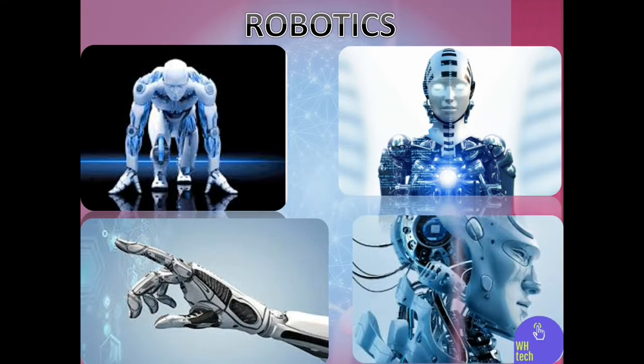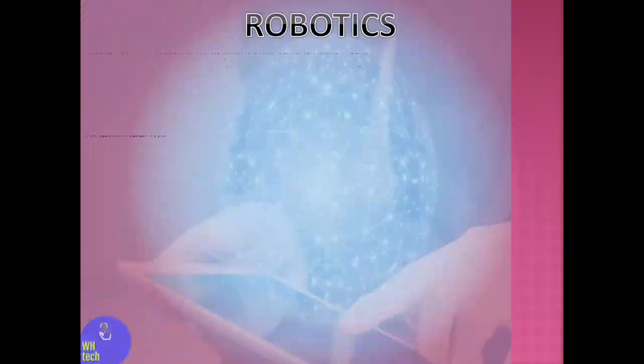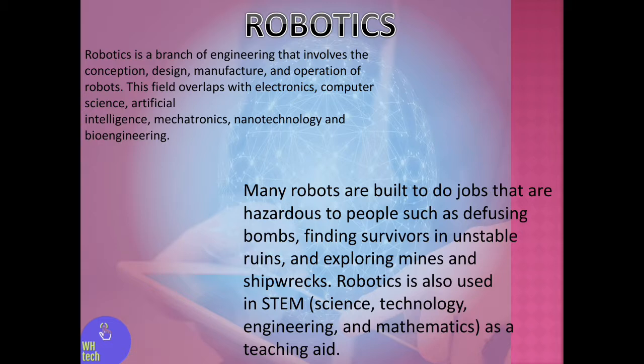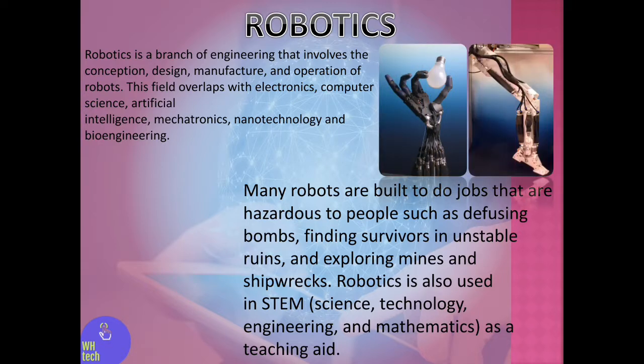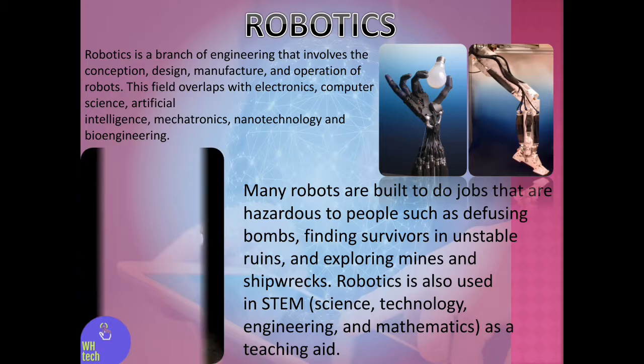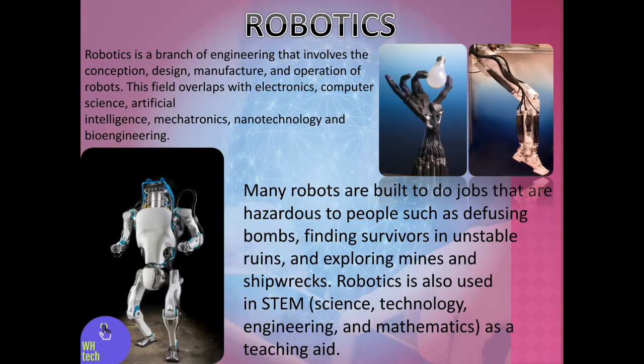Here are some pictures of robots, as we can see. Here is a definition of robotics. Robotics is a branch of engineering that involves conception, design, manufacture, and operation of robots. The field overlaps with electronics, computer science, artificial intelligence, mechatronics, nanotechnology, and bioengineering.